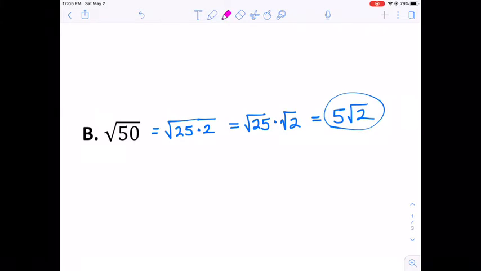Notice we had the square root of 25 here and here, but it was rewritten as just a 5, which is no longer in the radical. The other number, the 2, is under the radical, and it has to stay under the radical because it's not a perfect square.